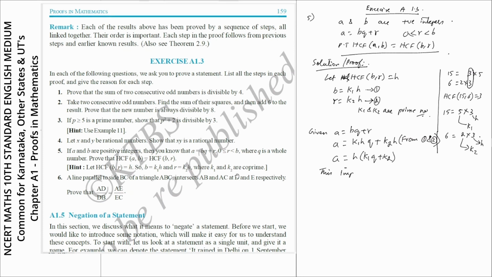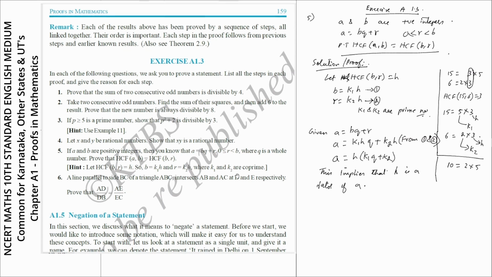This implies that h is a factor of a. For example, 10 I can write 2 into 5, so that means 2 is a factor of 10, also 5 is a factor of 10. So here a is equal to h into k1 times of q plus k2, therefore h is a factor of a.